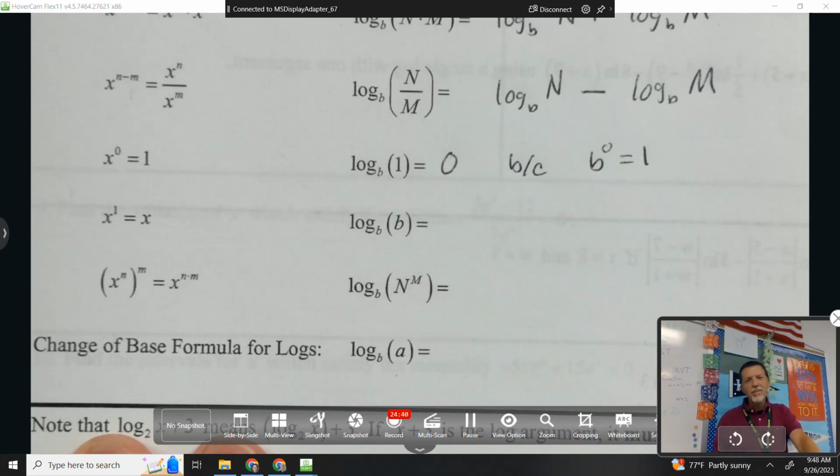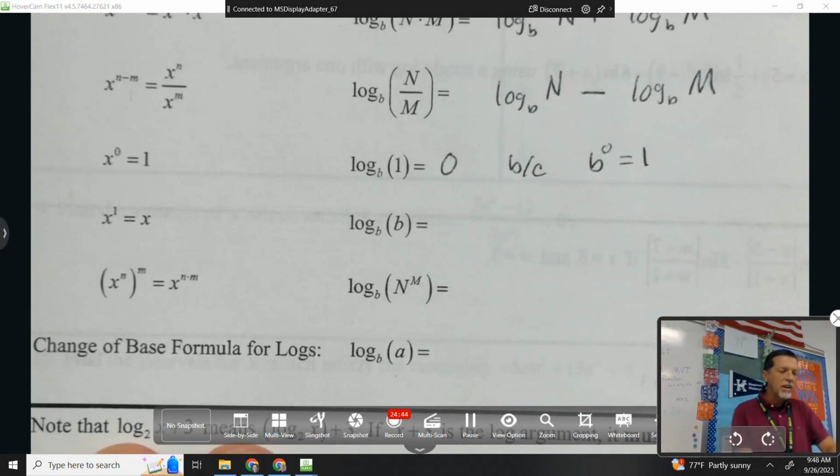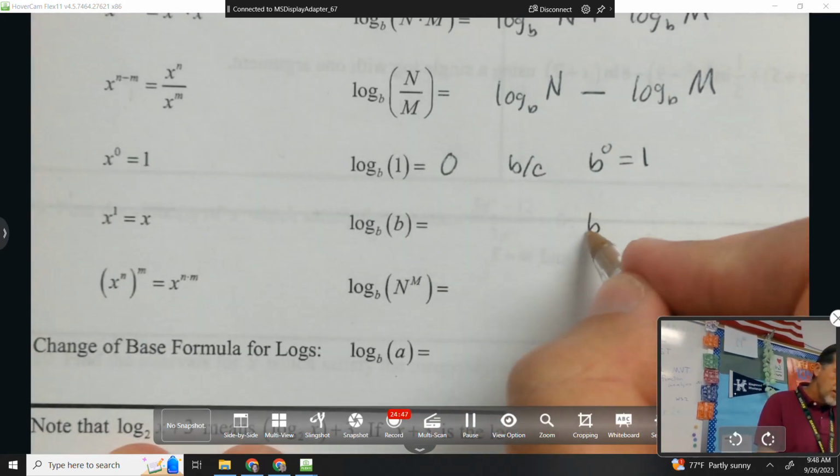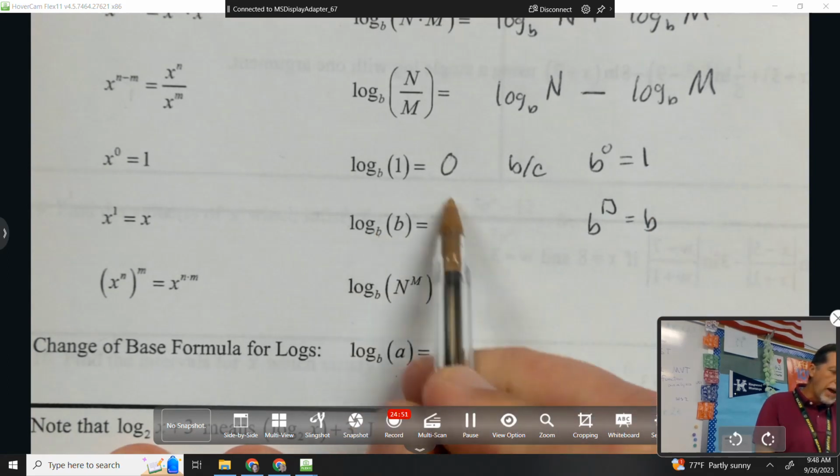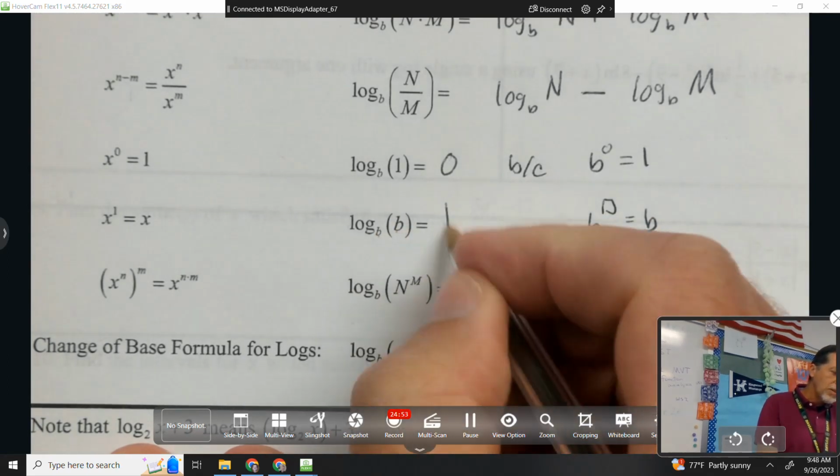Again, this is not memorize a bunch of stuff. This is think about the fishhook and figure everything out from there. B to what power would give me b? 1.